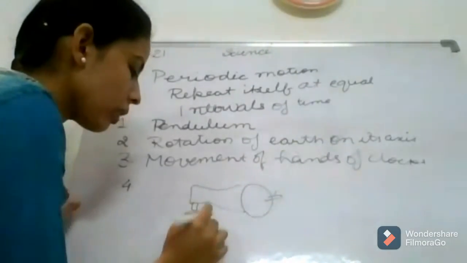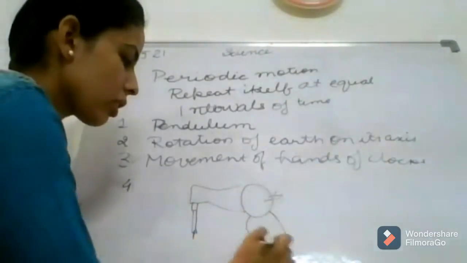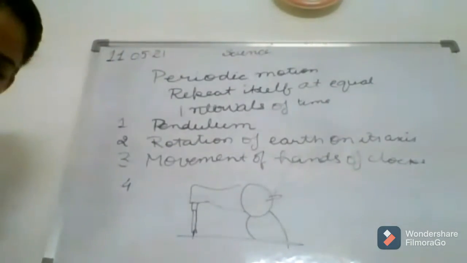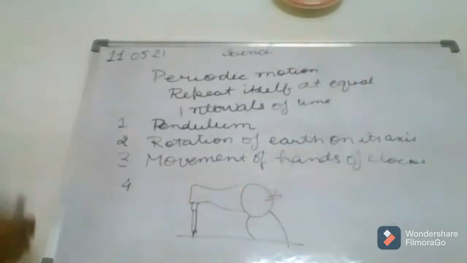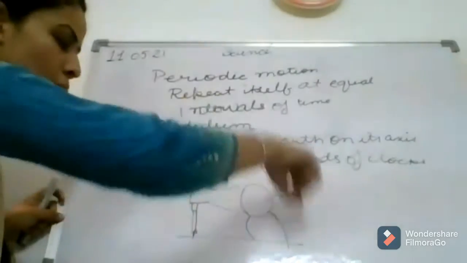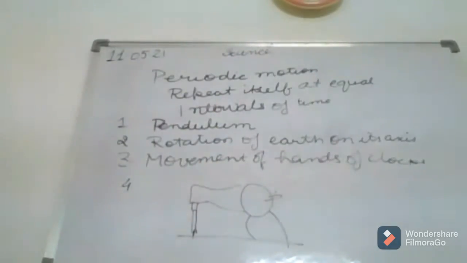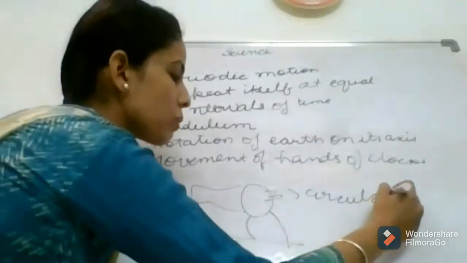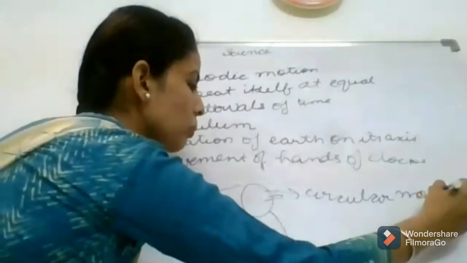I'm just drawing. I'm not that good at drawing. Okay, it is just this shape. So now when the person moves this wheel, what will happen? It will move in circular motion. The wheel is moving in circular motion.